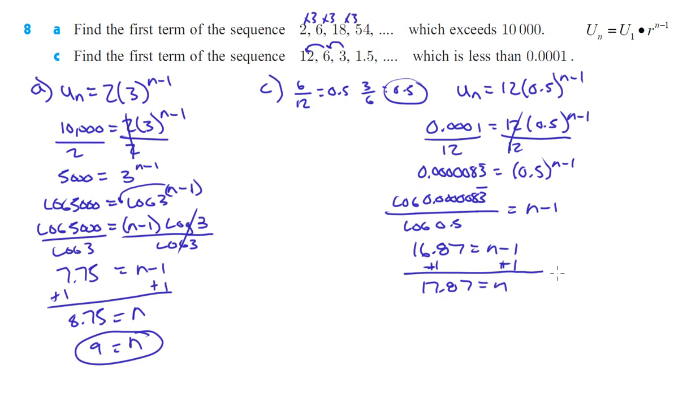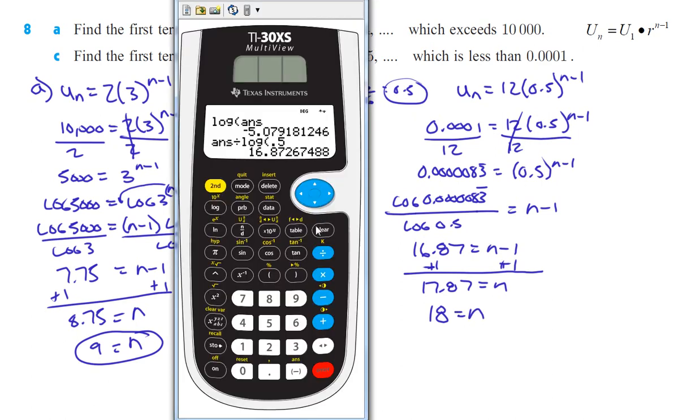Obviously 17.87 can't be an n because it's got to be a whole number here. So it's got to be either 17 or 18. Whichever I choose, I'm going to double check it to make sure that it works. If the term has to be less than 0.0001, my guess is that it's going to be 18. So let's check and see if that works.